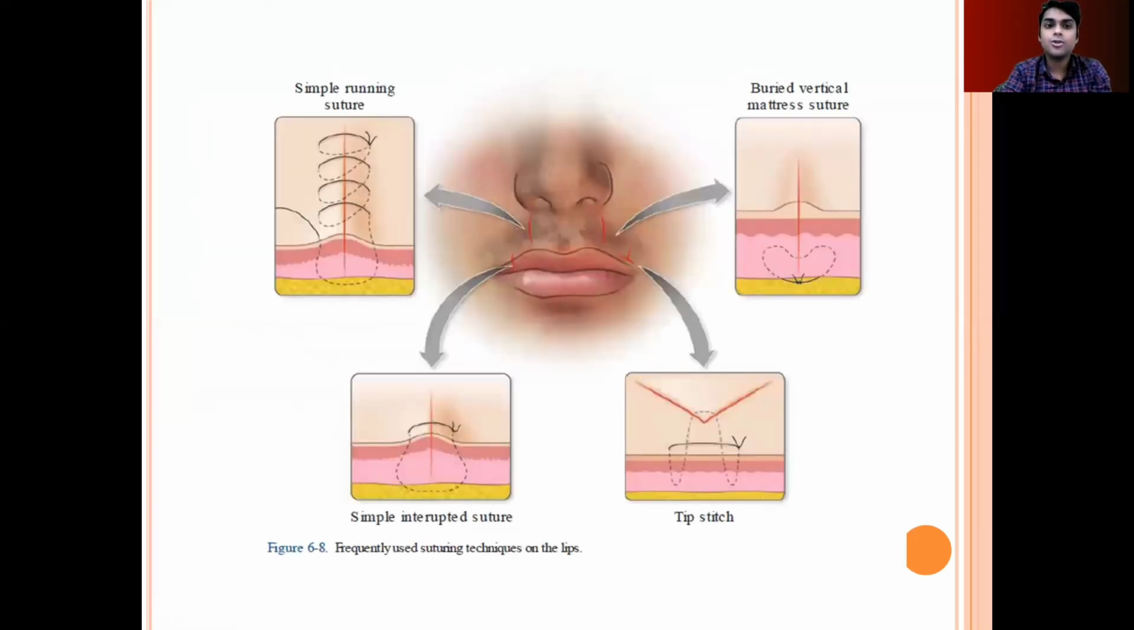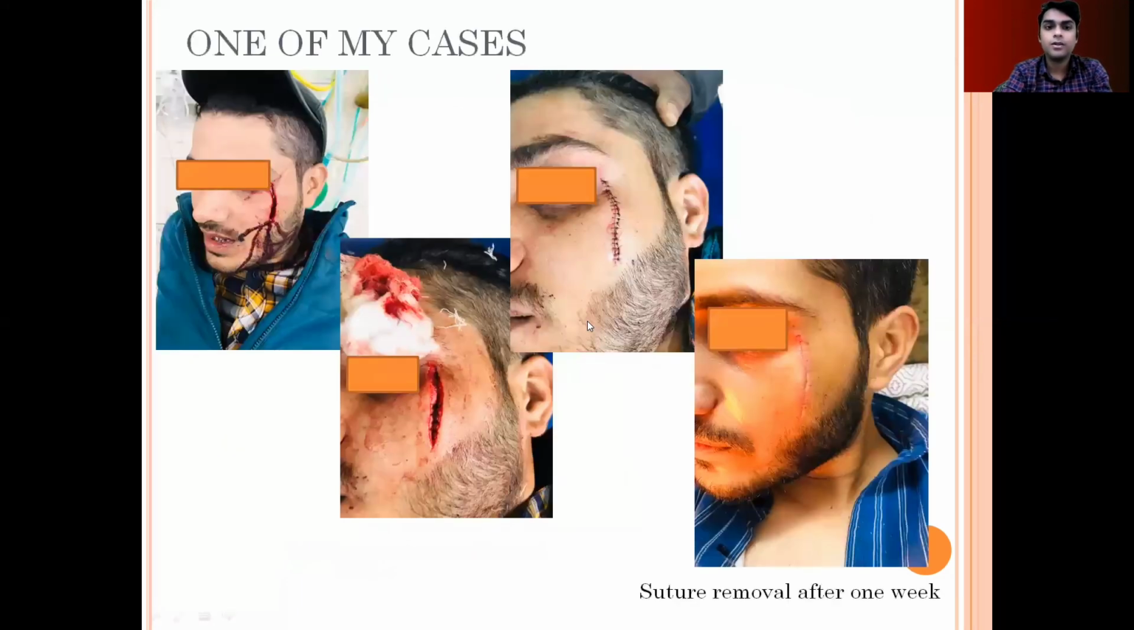This is an image showing the various suturing techniques for closing the lip region, which include the simple running suture, buried vertical mattress, tip stitch, simple interrupted suture. This is one of the cases that I had taken care of in the casualty. This patient came with this type of defect. I had closed it in 2 layers using the simple interrupted suture. And finally, this image shows the healing after 7 days when we remove the suture material.